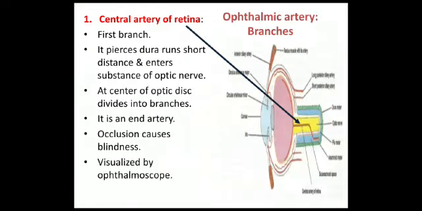So the branches are the central artery of the retina. It's a very important artery. It's the first branch. This artery pierces the dura, runs a short distance and enters the substance of the optic nerve. So that is very important. It runs within the substance of the optic nerve, and at the center of the optic disc it divides into branches. It is an end artery. That is very important. Occlusion causes blindness. So it can be visualized by ophthalmoscope.